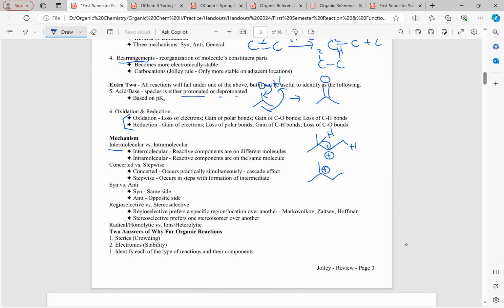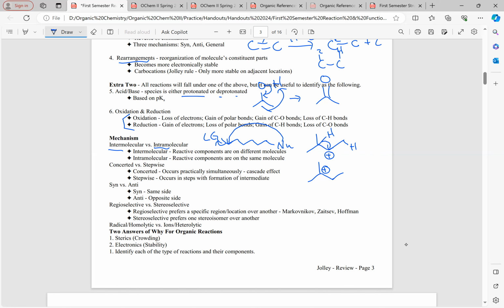Intermolecular, just like in Gen Chem. Inter means between molecules. Intra means on the same molecule. So everything I've done up here, that was inter, T-E-R, molecular. Well, if you want to do an intra, it has to be on the same molecule. So let's put a leaving group. And I know it looks silly, but the leaving group and the nucleophile are on the same molecule, and that one is an intra.